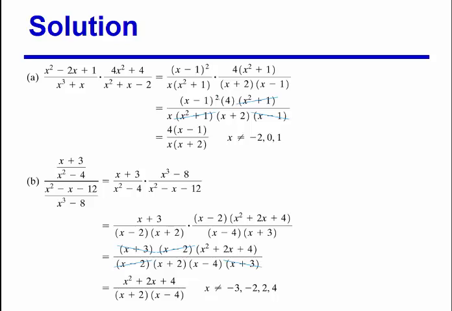Now for example B, when we're dividing rational expressions, we're going to multiply by the reciprocal of the second fraction. So you see that we found the reciprocal there. And then we're going to go ahead and factor. So x squared minus 4 becomes x minus 2 times x plus 2. x cubed minus 8 becomes x minus 2 times x squared plus 2x plus 4. And then the x squared minus x minus 12 becomes x minus 4 times x plus 3. So we can cancel out an x plus 3 term and an x minus 2 term. And so we end up with x squared plus 2x plus 4 divided by x plus 2 times x minus 4. And then as long as x is not equal to -3, -2, 2, and 4.